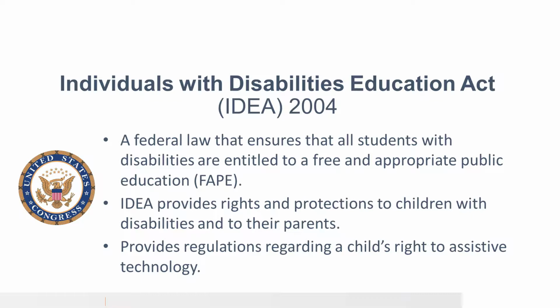So let's start with a very important piece of legislation known as the Individuals with Disabilities Education Act, or IDEA. IDEA was originally enacted by Congress in 1975 and has been revised many times over the years, most recently in 2004. This law ensures that children with disabilities have the opportunity to receive a free and appropriate public education, or FAPE, just like other children.